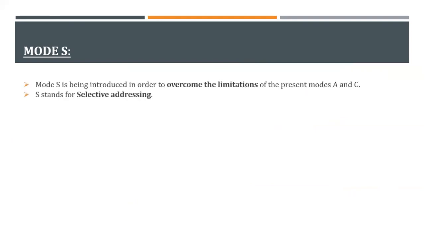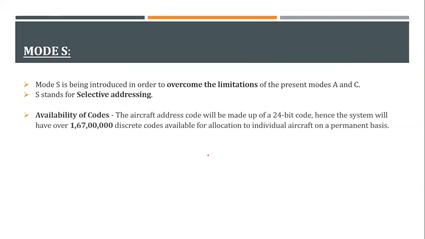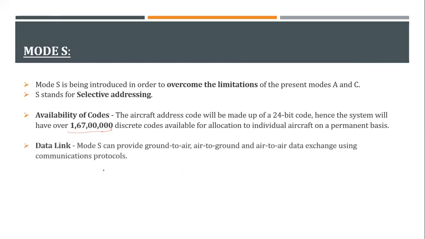Mode S was introduced in order to overcome the limitations. The S in mode S stands for selective addressing. The availability of the codes is this much: 1.67 lakhs of codes. I don't think there are that many aircraft available. So we have this number of codes. How is that possible? We only have 4096. Then how is this possible? We'll look at that. Data link.